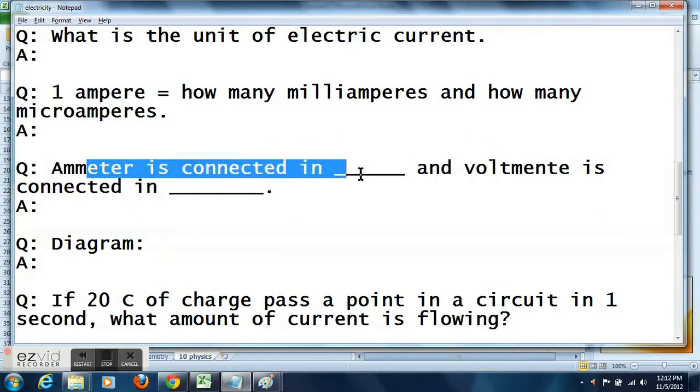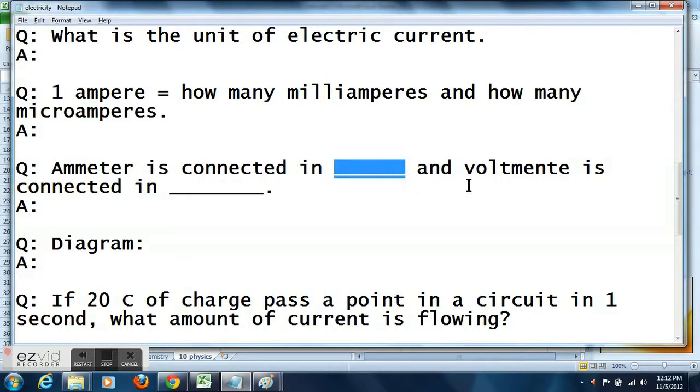Ammeter is connected in what kind of connection, series or parallel, and voltmeter is connected in what kind of connection, series or parallel? So you have to fill in these two blanks here.